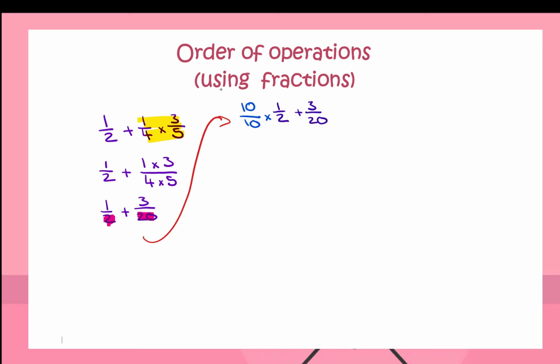So 10 times 1 is 10, over 10 times 2 is 20, plus 3 over 20. And now that our denominators are the same, we can simply add them together like a normal fraction. So 10 plus 3 over 20 equals 13 over 20. And that can't be simplified anymore. Okay? So we're going to do 2 more like that.